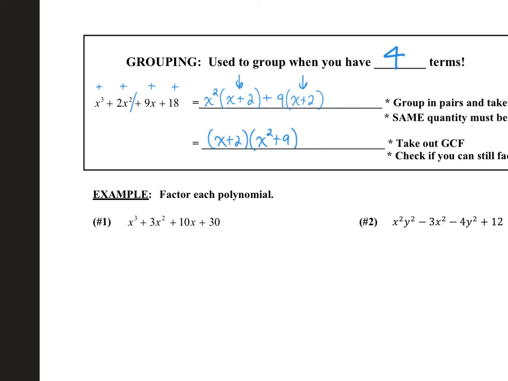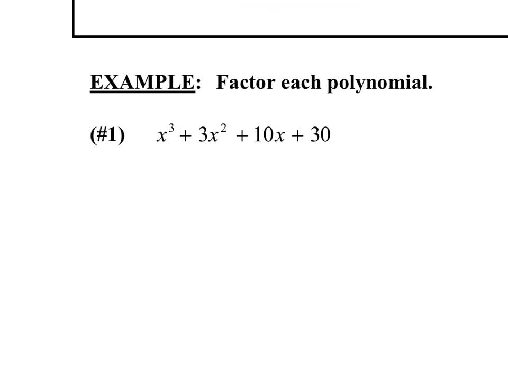Okay, see if you can do examples 1 and 2 on your own. Number 2 might be a little tricky, but do the best you can. We'll go over it in a second. All right, number 1. So we have x cubed plus 3x squared plus 10x plus 30. Let's split it first. Check the signs. These are both positive. These are both positive. So we can just pull out a GCF now. So we got an x squared times x plus 3. That's our GCF. When we divide, we get that.